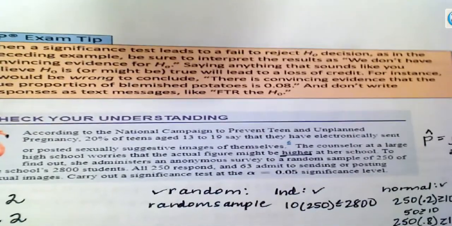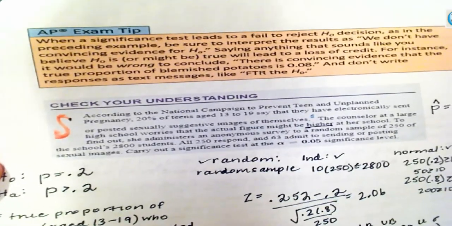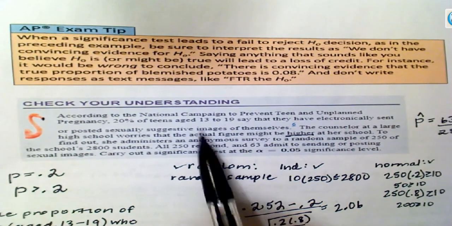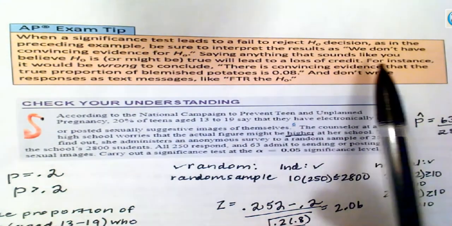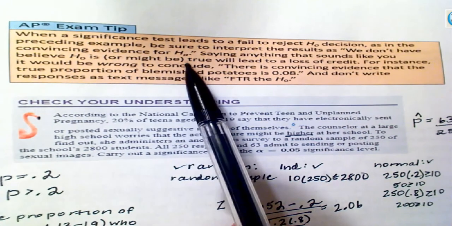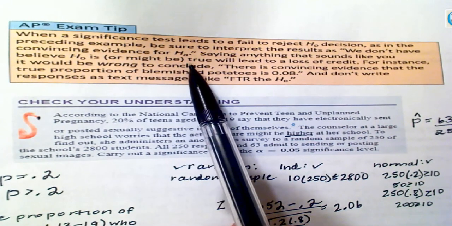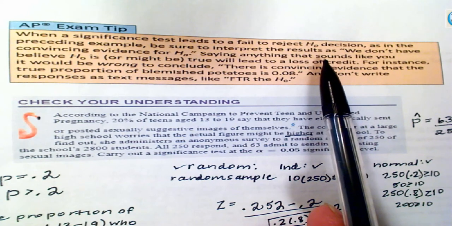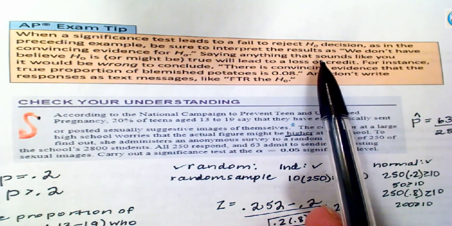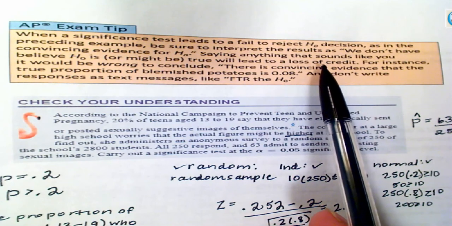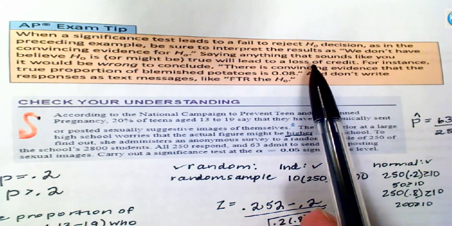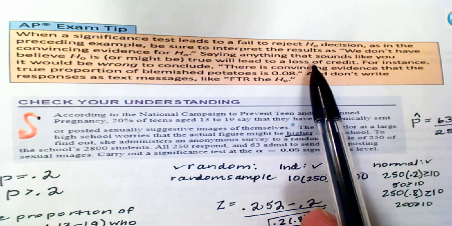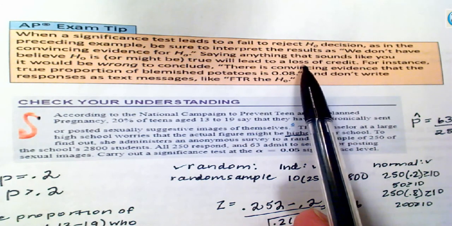There is one AP exam point to remember when a significance test leads to fail to reject the null, as in the preceding examples. Be sure to interpret the result as we don't have convincing evidence for the alternative, and that's what we did. Saying anything that sounds like you believe the null is or might be true is going to lose 2 credits. So you never make a conclusion about the null. You either reject or fail to reject, and your conclusion is always in terms of the alternative.